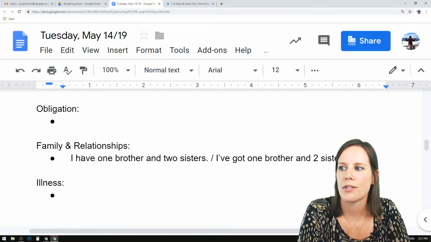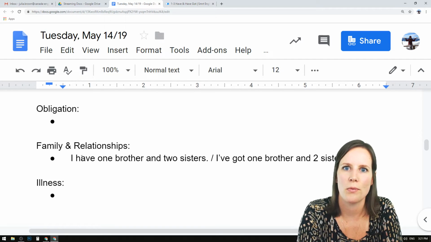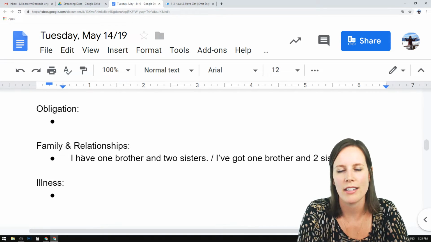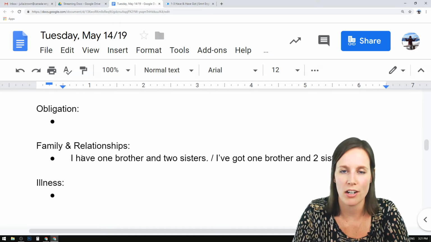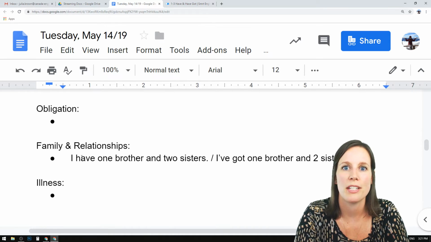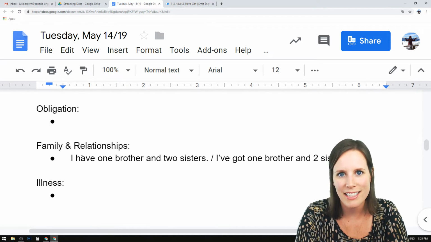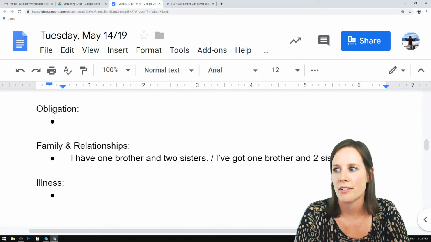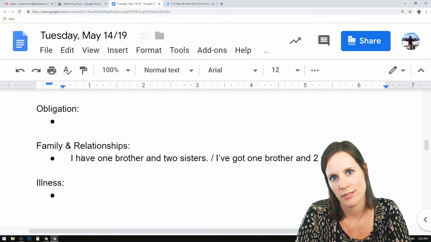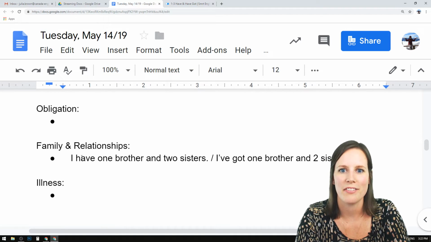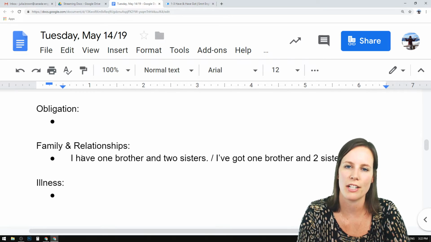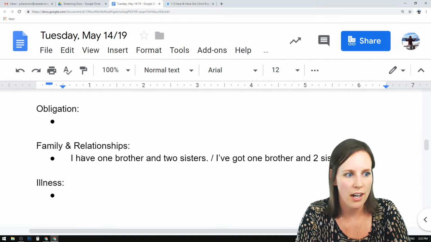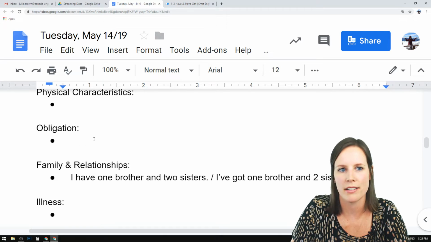Okay, so one thing to note is that when we are using have got in speaking, it is much more common to contract than it is to say the long form, okay? So when you hear native speakers speaking quickly, it will sound like I've got one brother and two sisters, okay? Sometimes you don't even hear have, okay, because it's contracted and it's said very quickly. She's got, okay, let's see my examples.